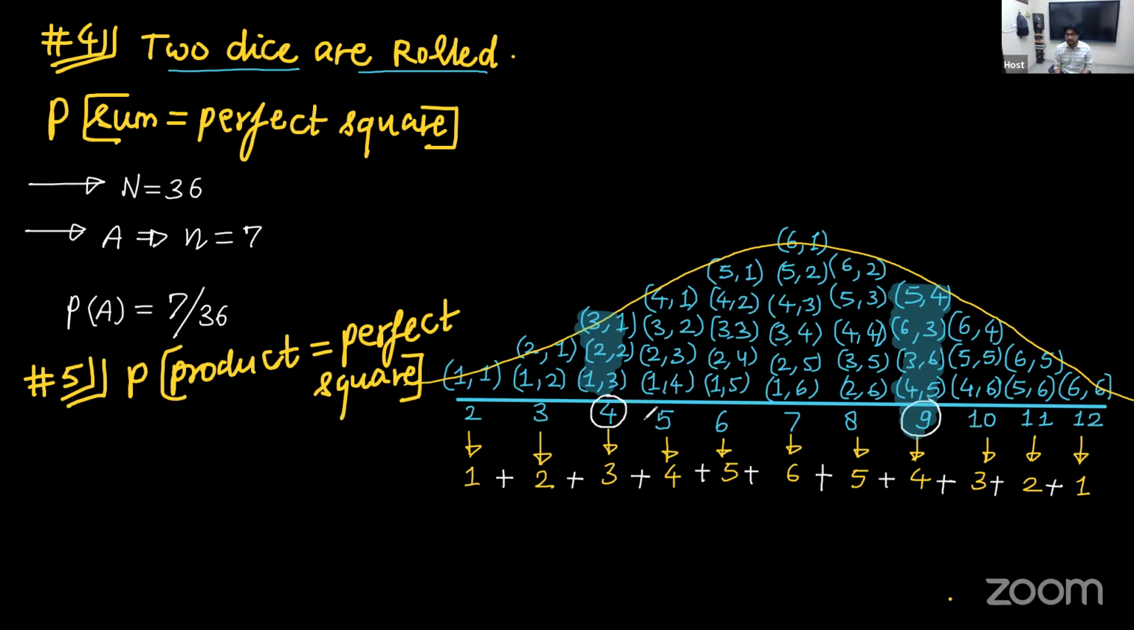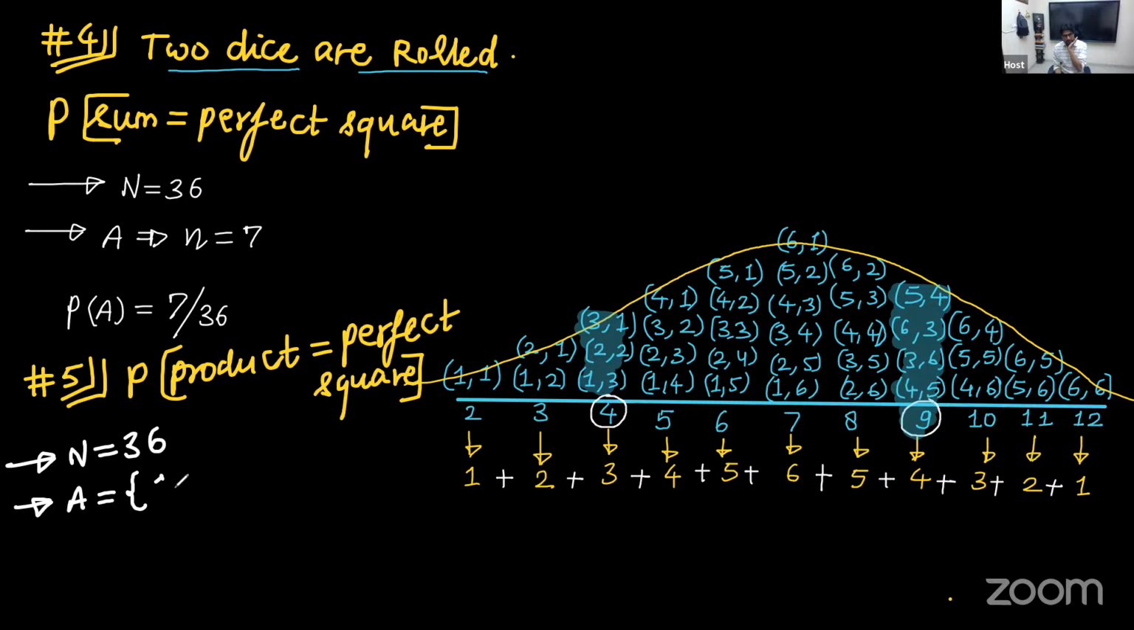Now, the product becoming a perfect square. Let's see. Two dice are rolled. Total number of outcomes is 36. How many are favorable to us?